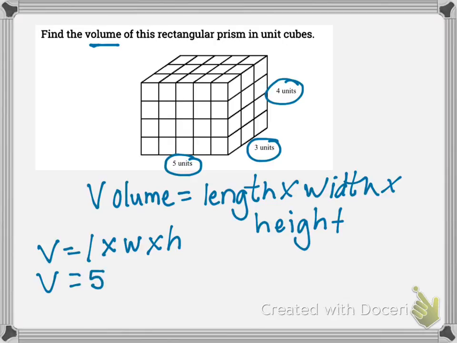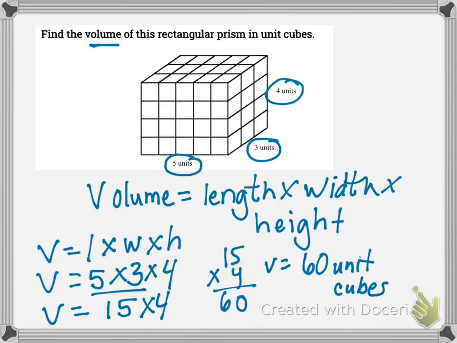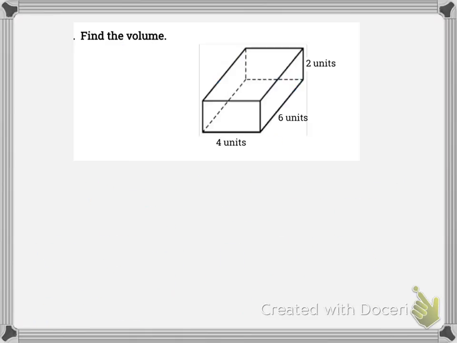The length is 5. The width is 3. The height is 4. Okay, so now I need to do some multiplication. Just do one thing at a time. Volume equals 15 times 4. And if we go 15 times 4, we're going to end up with 60. So our volume equals 60 unit cubes. That's how we're going to label them today, is unit cubes. 60 unit cubes. Let me show you a few more, and then I'll have you do some.